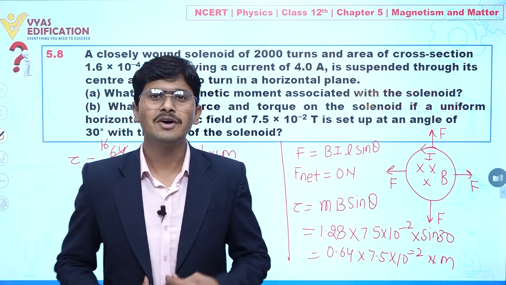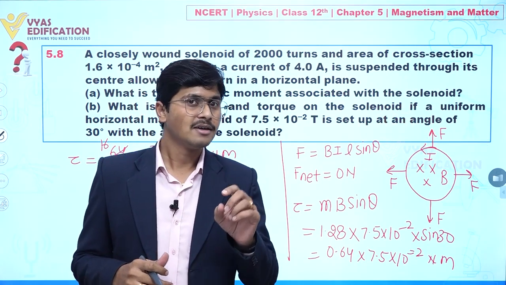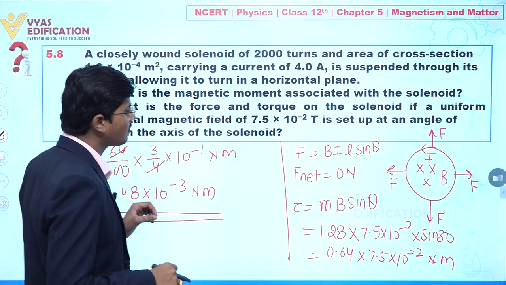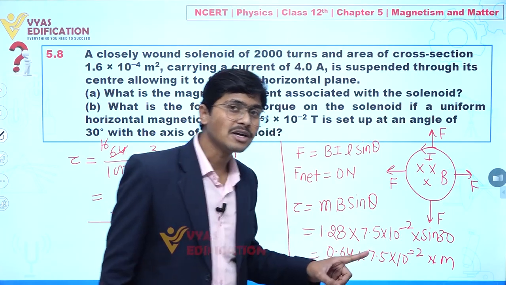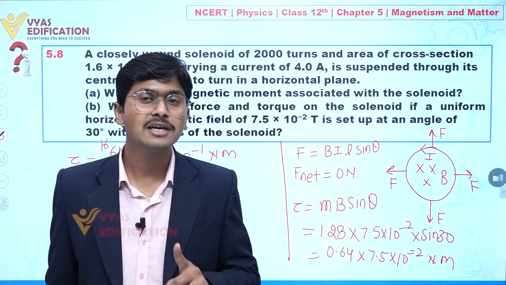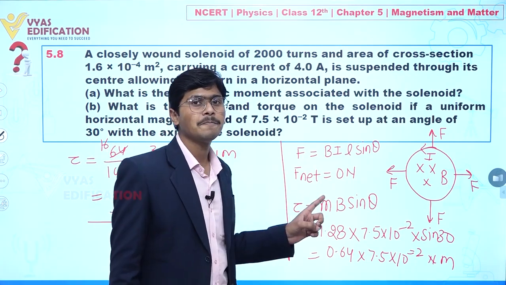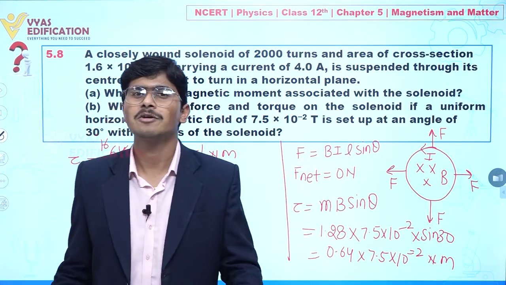So this is all about this question, but here you should always keep in mind that we wrote this M, and in M we have already included the number of turns. So do not multiply it again by the number of turns. So this is all about this question.